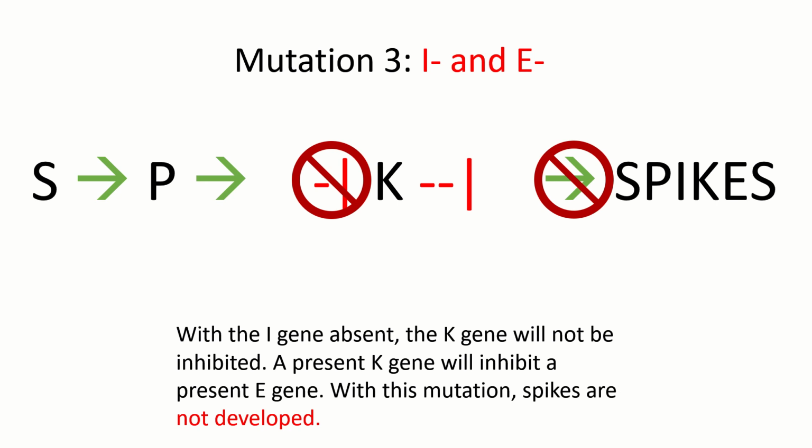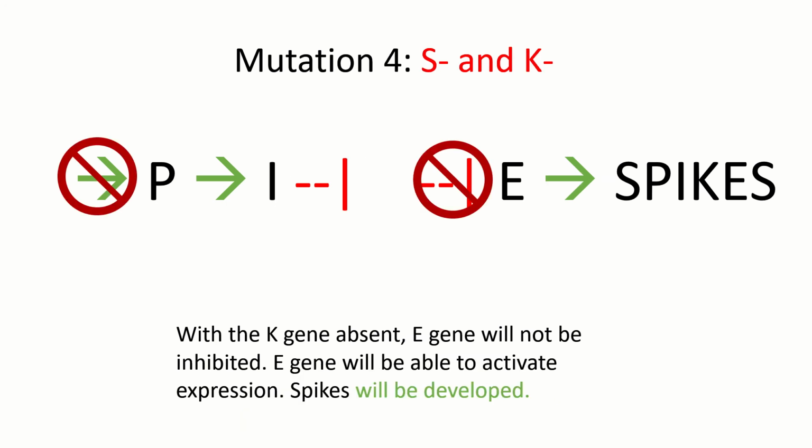Our third mutation is a double mutation of the I and E genes. In this pathway, the I gene is absent, so the K gene would be free to inhibit the E gene. However, since the E gene is not present, the spikes would never be able to be expressed.